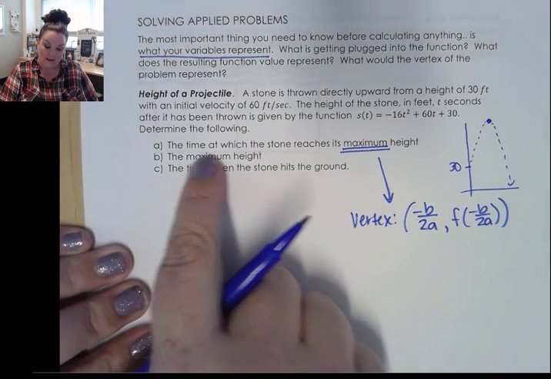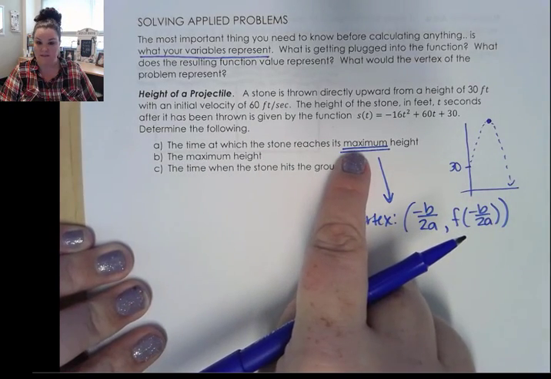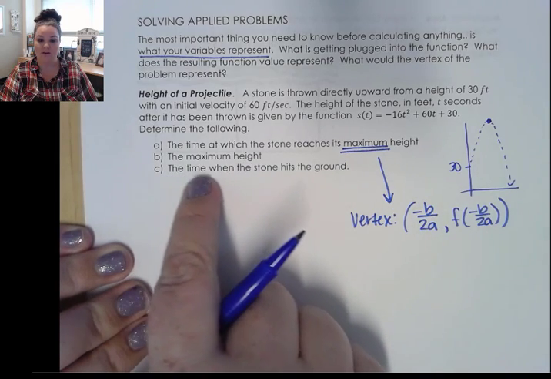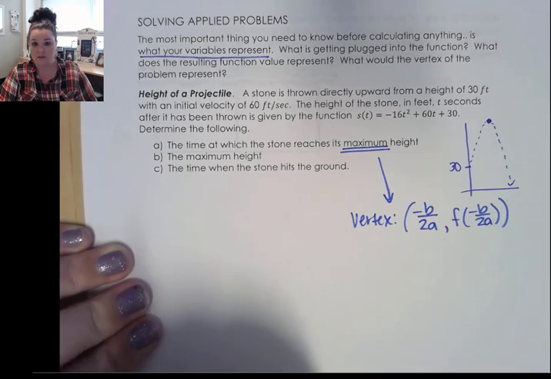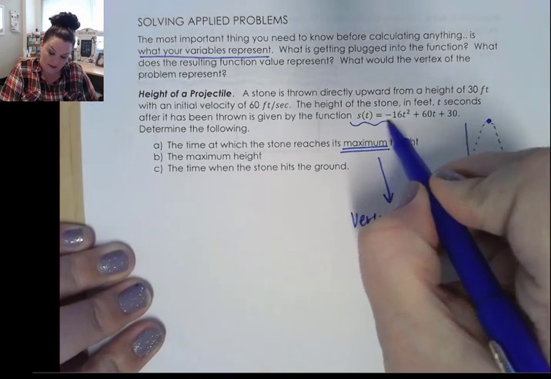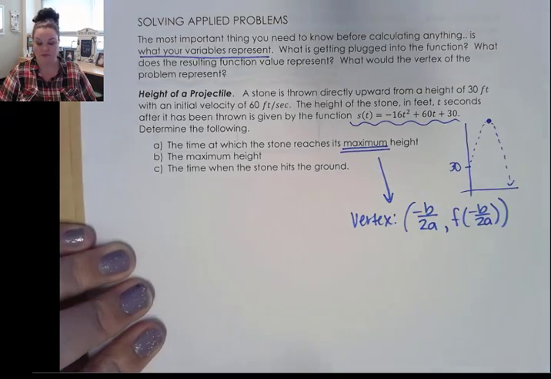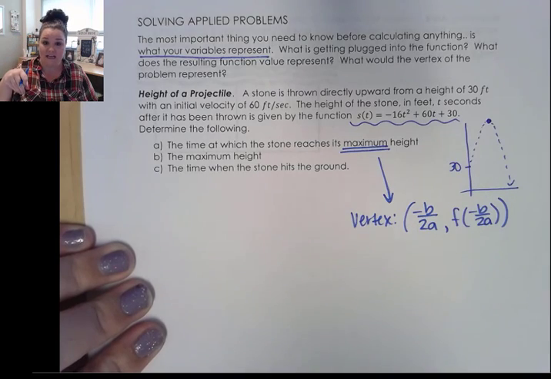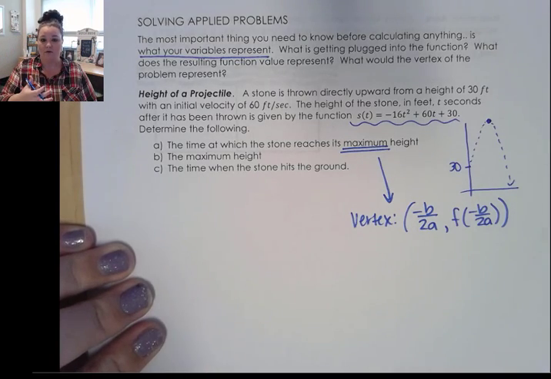They want us to find the time at which the stone reaches its maximum height. They want us to find the maximum height, and then they want us to find the time when the stone hits the ground. So let's look at the function that we're given here, okay? And let's figure out what everything represents. I need to know, what does t represent, what's getting plugged in, and then what's coming out, okay?